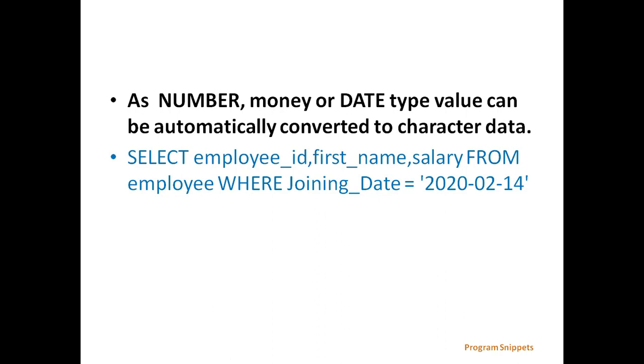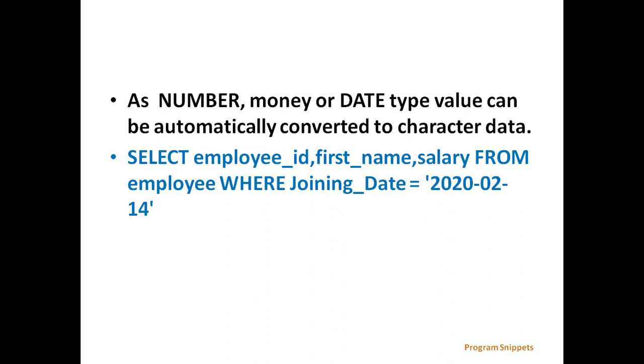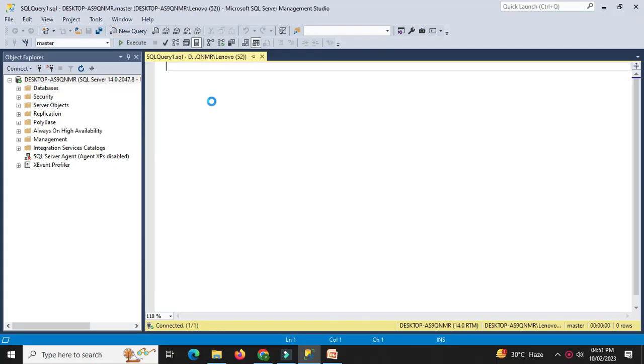So if we give the query, select employee ID, first name, salary from employee where joining date is given in single quote as '2020-02-14', it will display all the employee records whose joining date is 14th February 2020. Now we'll execute these queries in SQL Server.